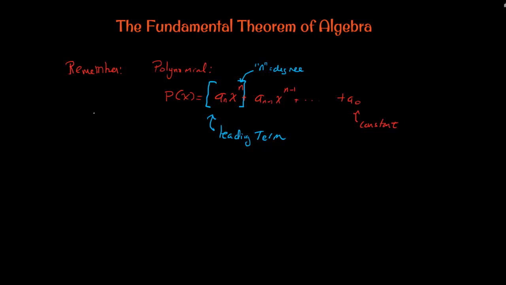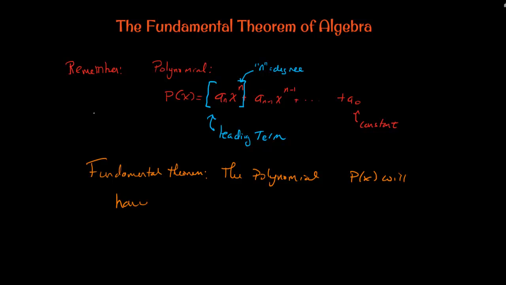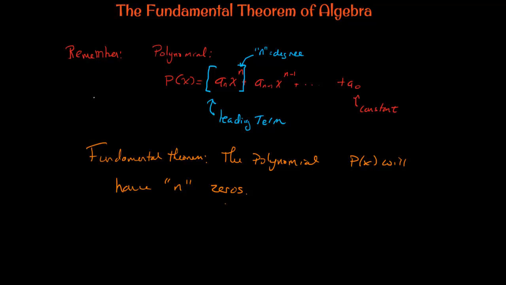So the fundamental theorem states that the polynomial p of x will have n zeros. It's going to have n zeros. Therefore, if you have a third degree polynomial, you're going to have 3 zeros. But remember, zeros can be both real and imaginary. They can be real and they can be imaginary.